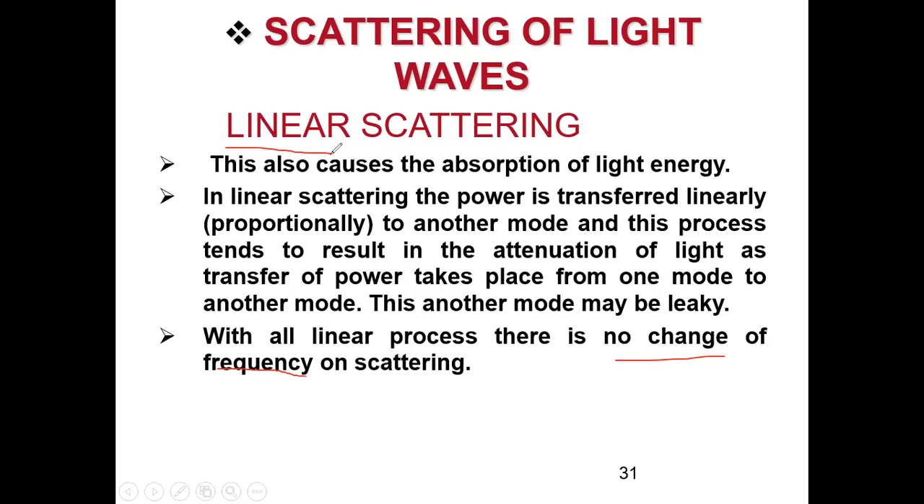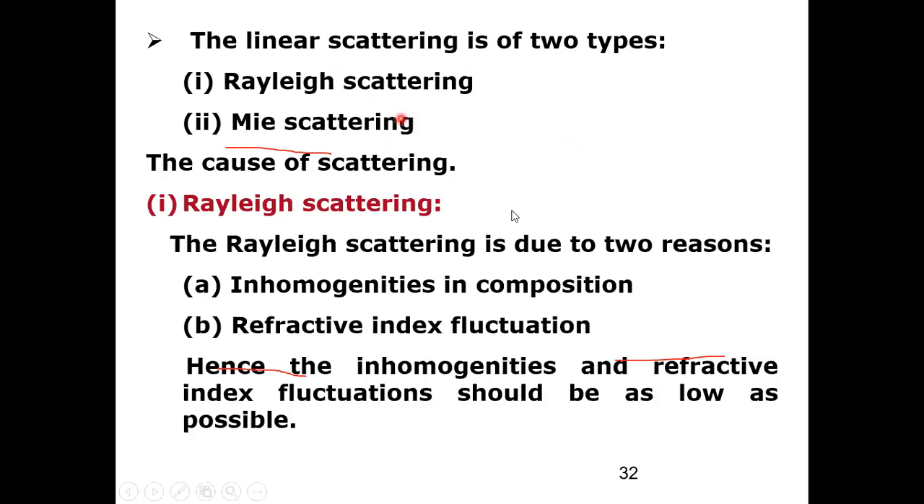So linear scattering means the light is scattered, it bounces back, escapes the core and enters into the cladding, but there is no change in the frequency. That's why we call it linear scattering. Now linear scattering is of two types: Rayleigh scattering and Mie scattering. Let us see what the causes of these are, starting with Rayleigh scattering.